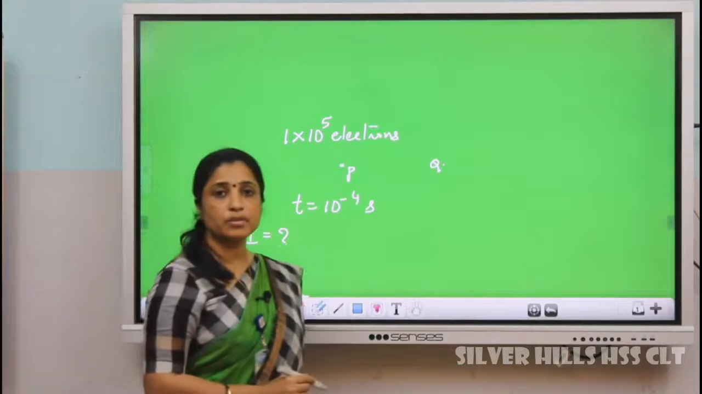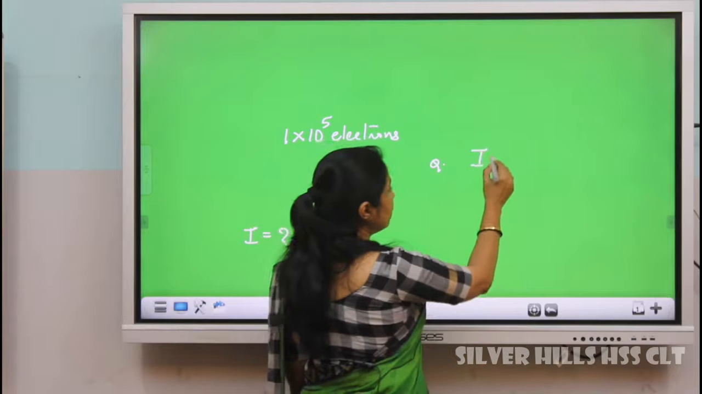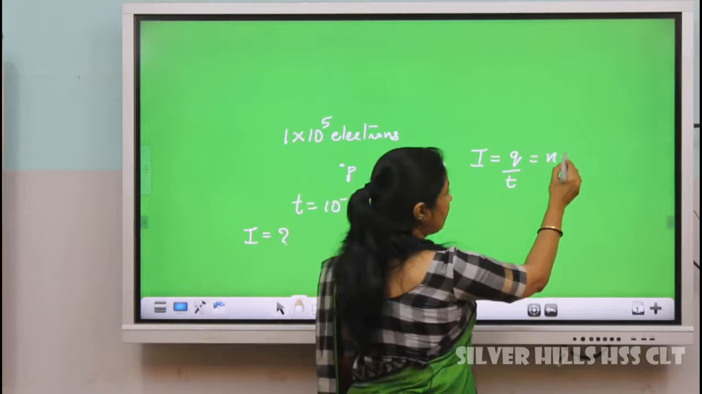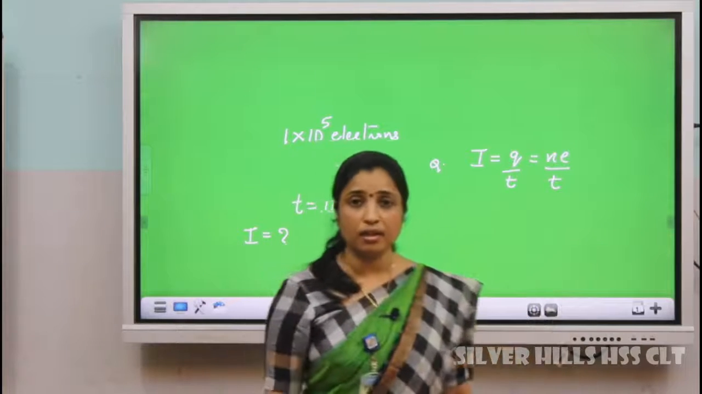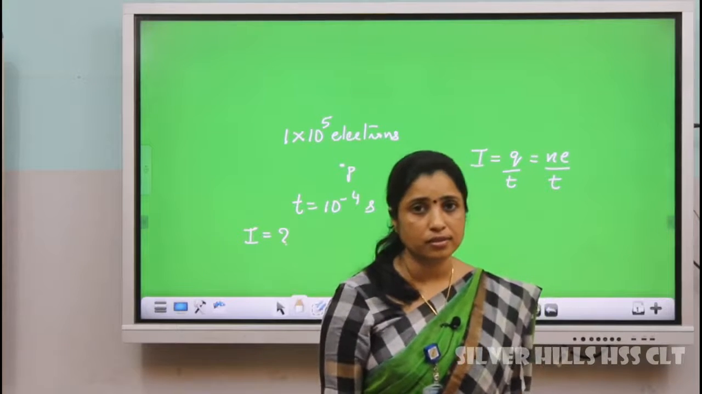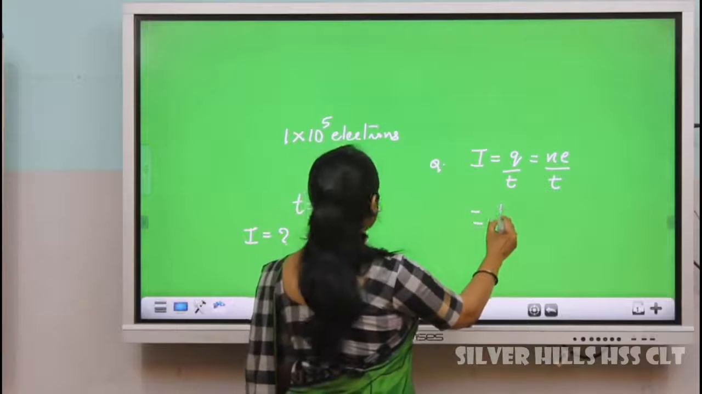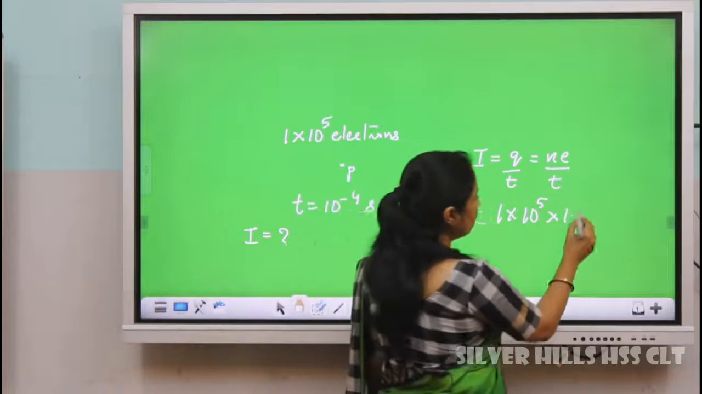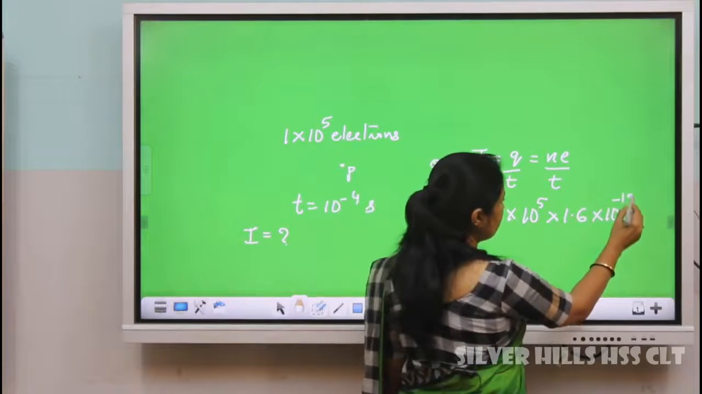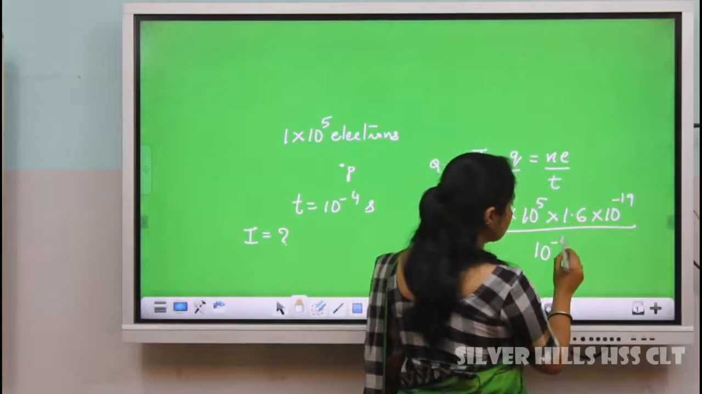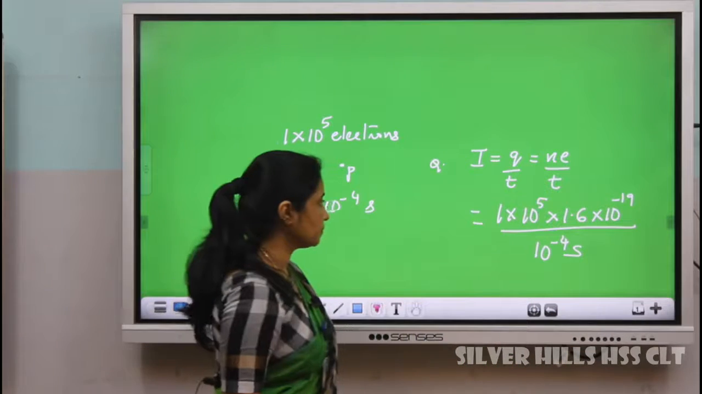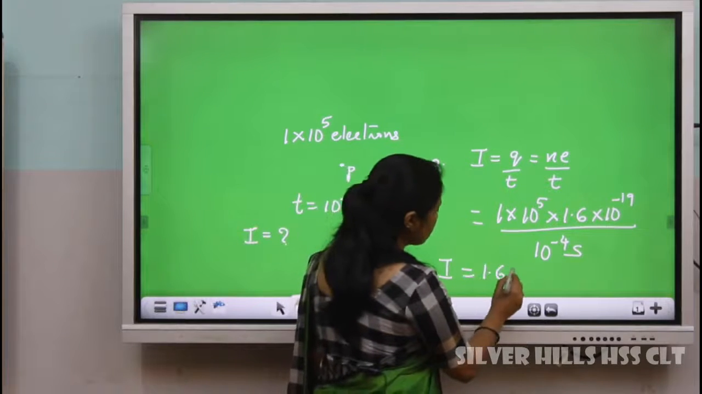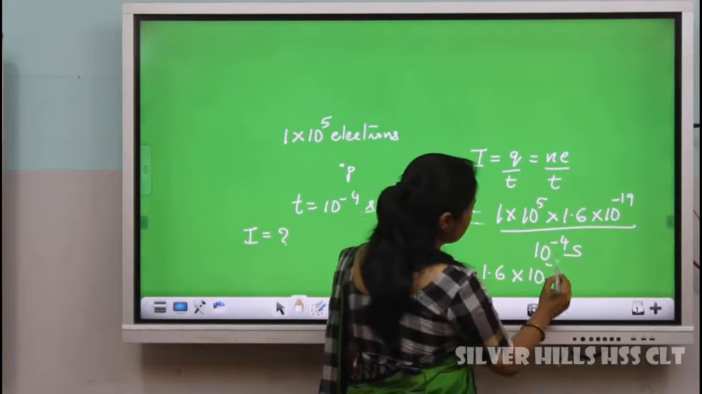Here we are going to use the basic formula I is equal to Q by t, which can be substituted by ne by t, because Q is equal to ne, which comes under the property quantization of charge. Here n is given to be 1 into 10 raised to 5, into the basic electronic charge 1.6 into 10 raised to minus 19, divided by 10 raised to minus 4 seconds, which is the time here. And you will get the answer as I is equal to 1.6 into 10 raised to minus 10 ampere.